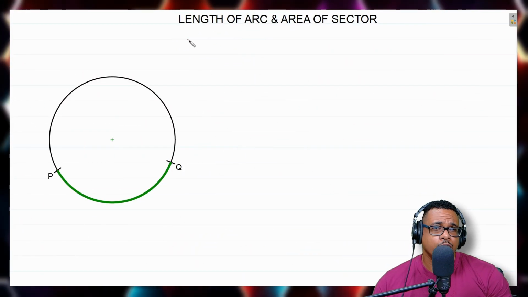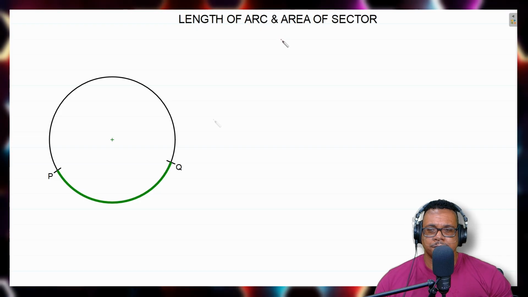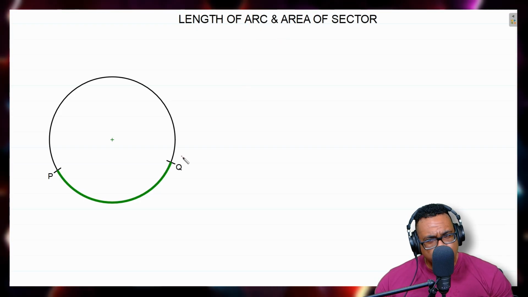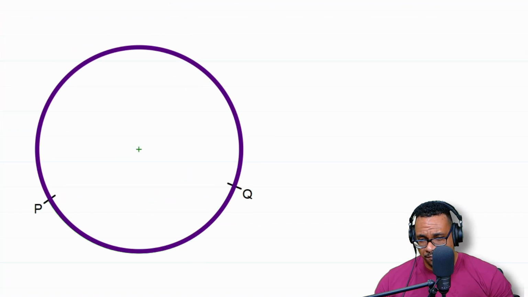In this video, we are going to look at the length of an arc and the area of a sector. So first, let's start with what is an arc. Now we know the circumference of a circle is the distance around the entire circle, and a piece of the circumference of the circle is known as an arc.